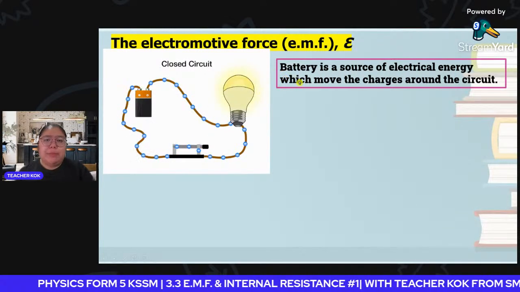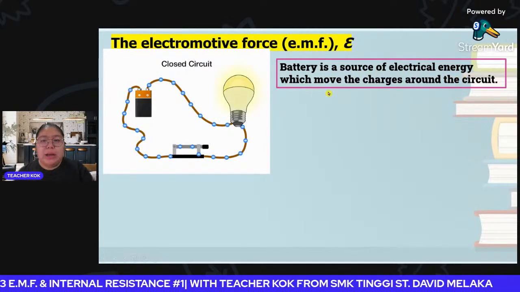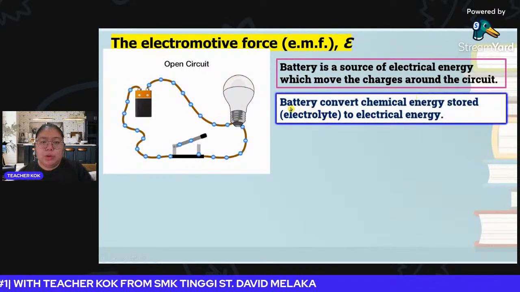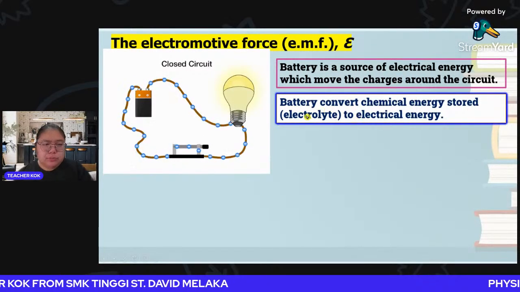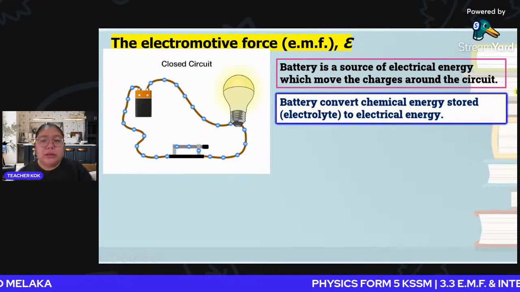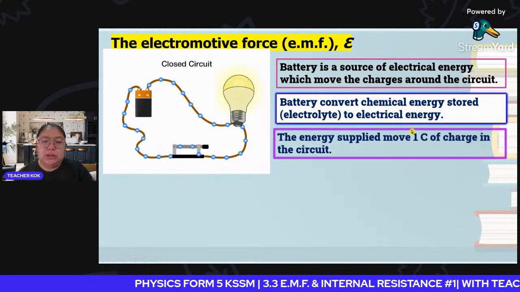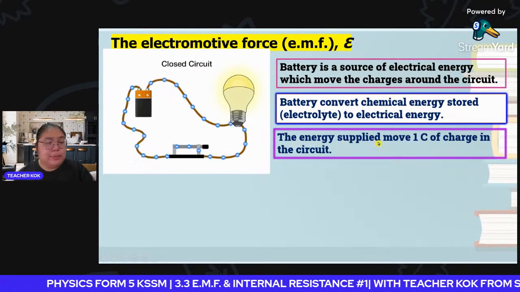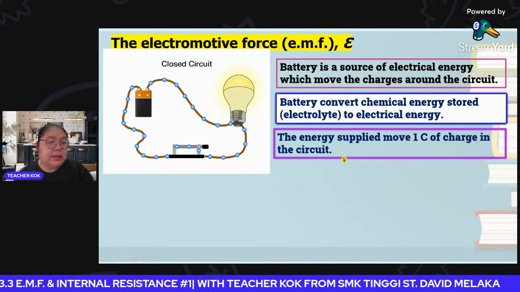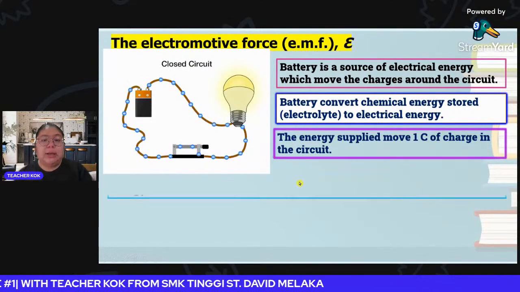In the diagram, the battery is a source of electrical energy that moves the charge around the circuit. Number two, the battery converts the chemical energy stored in the electrode into electrical energy. Now the energy they supply moves 1 coulomb of charge in the circuit. The 1 coulomb of charge will start to move through the circuit.